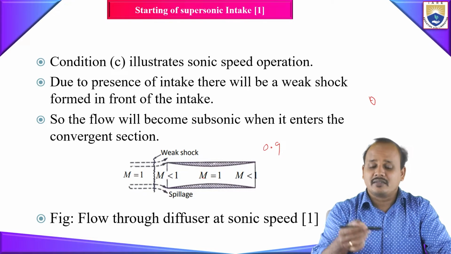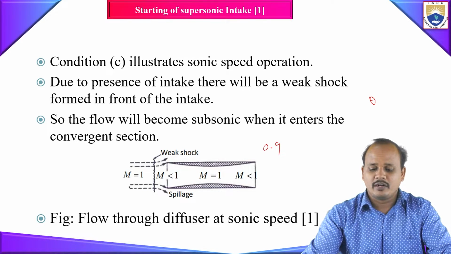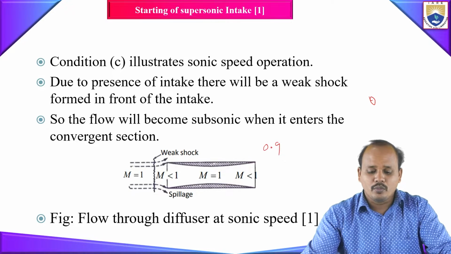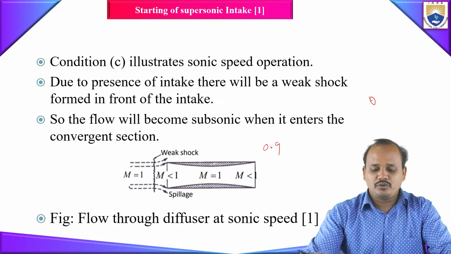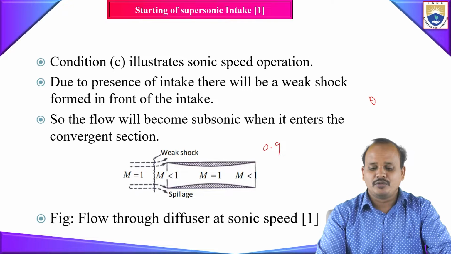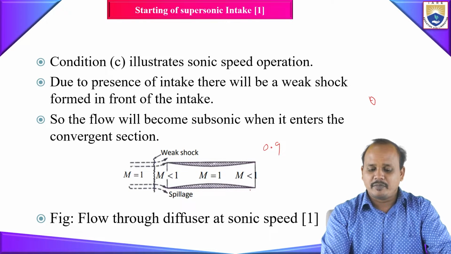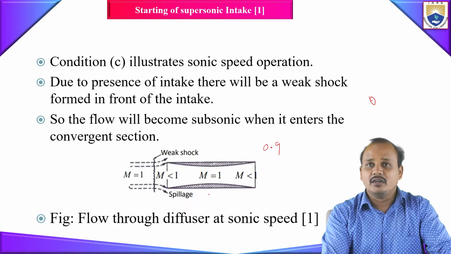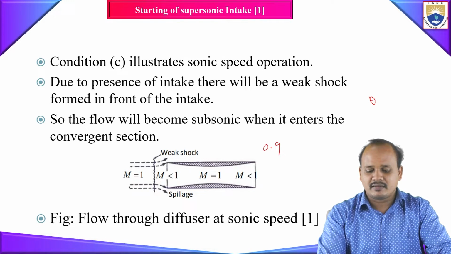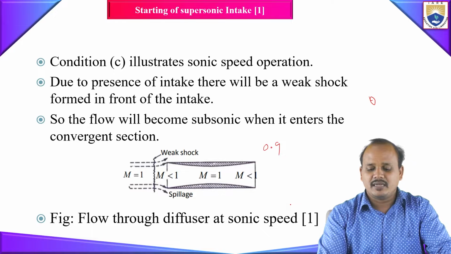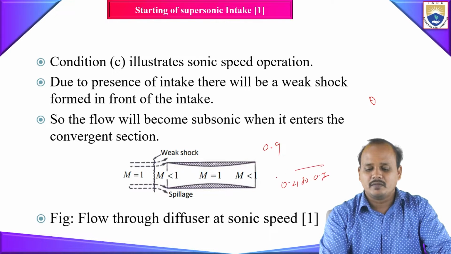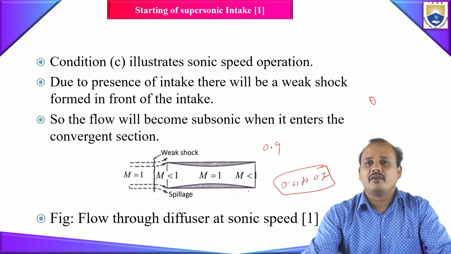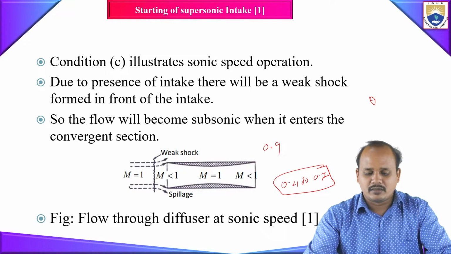By the time it reaches the throat location, what is going to happen? It is going to reach M equal to 1. But due to the high back pressure, that is, the exit pressure of your diffuser or intake is more than the throat pressure, once again your flow will start to decelerate. By the time it reaches the exit, it will be in the range of 0.4 to 0.7. That's what we need for our compressor.